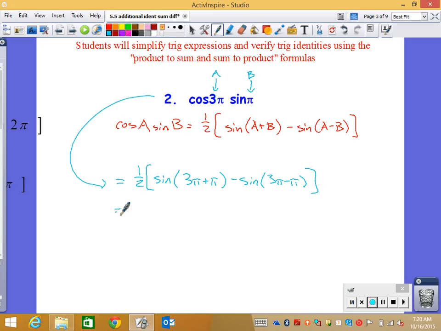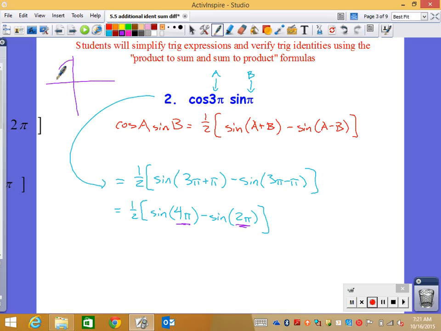Now let's do a little simplifying. 1/2 sine of 3 pi plus pi is 4 pi, minus the sine of 3 pi minus pi, 2 pi. Well, let's see what we have here. Notice I'm actually plugging in an angle here. The sine of 4 pi, that's in radians, that's an angle. The sine of 2 pi, that's an angle again.